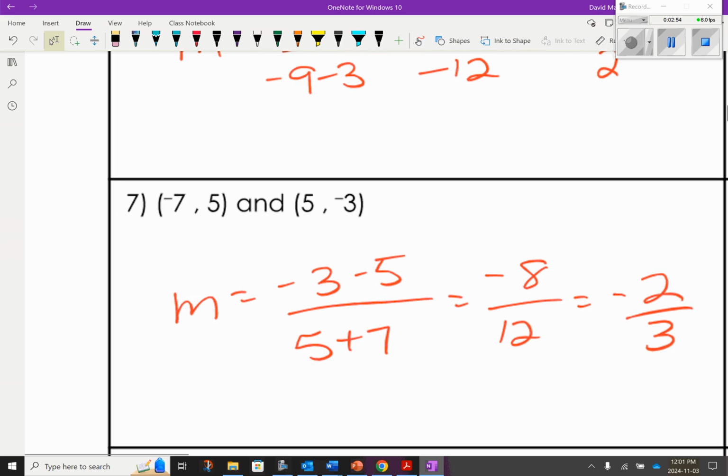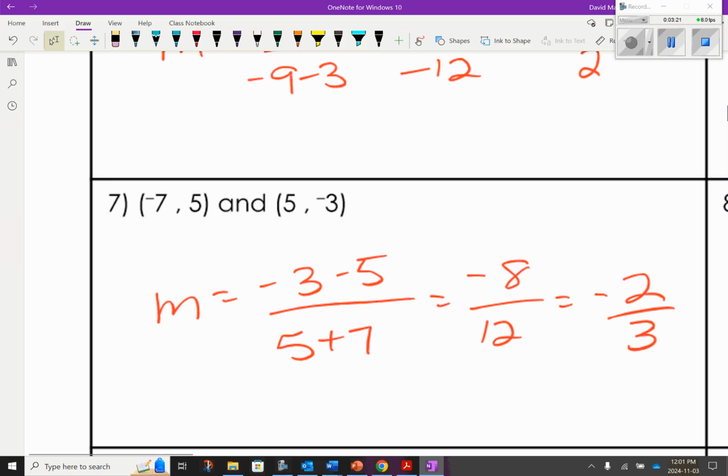For number 7, take negative 3 minus 5, the difference in the y's, that goes in the numerator, that's negative 8. 5 minus negative 7, same thing as 5 plus 7, that's 12. But now that fraction, negative 8/12, that should reduce down to negative 2 over 3. Always reduce the slope as much as humanly possible.